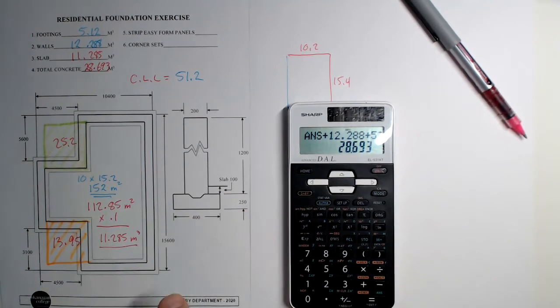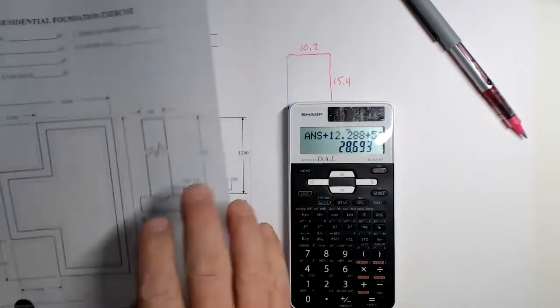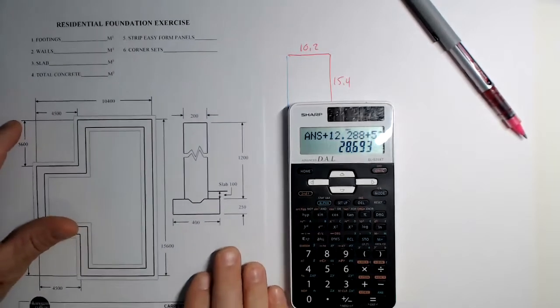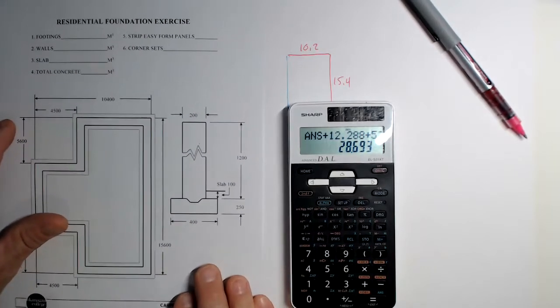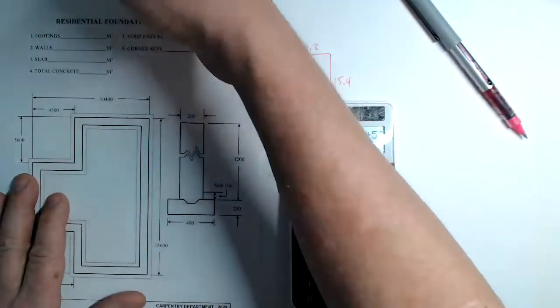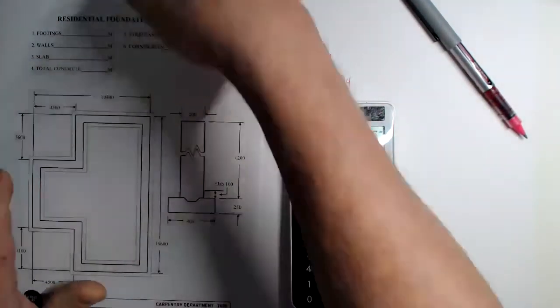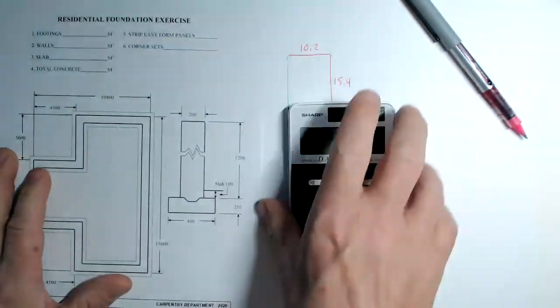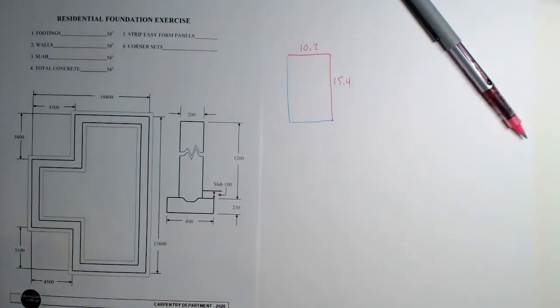So now we're going to go into our form panel. I'm just going to get a new sheet, and we'll start going through our form panel calculations. Okay, so for our form panels, we have our outside and inside corners.